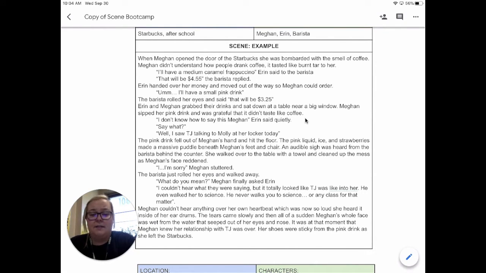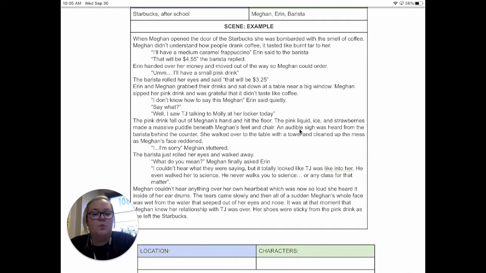"I don't know how to say this, Megan," Erin said quietly. "Say what?" "Well, I saw TJ talking to Molly at her locker today." The pink drink fell out of Megan's hand and hit the floor. The pink liquid, ice, and strawberries made a massive puddle beneath Megan's feet and chair. An audible sigh was heard from the barista behind the counter. She walked over to the table with a towel and cleaned up the mess as Megan's face reddened. "I'm sorry," Megan stuttered. The barista just rolled her eyes and walked away.